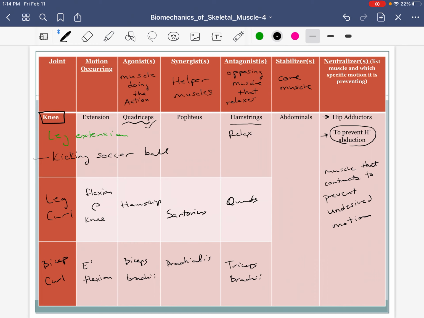I want to abduct a little bit, but I don't want to do it too much. So I might actually be contracting my hip adductors as a way to keep my hip in towards my body.